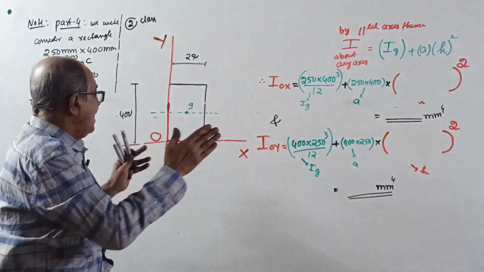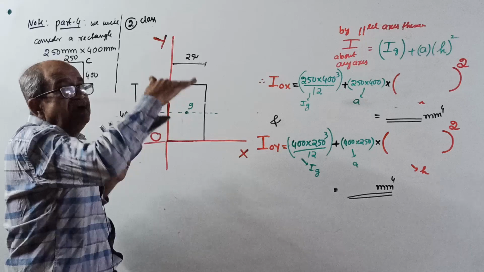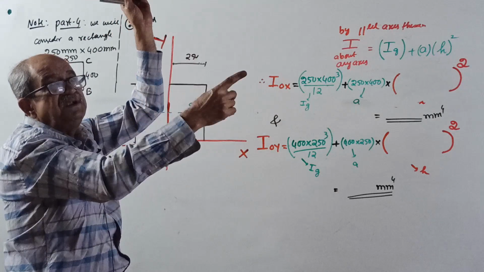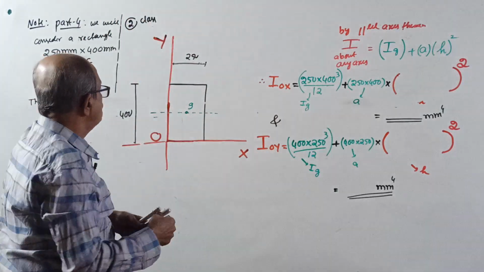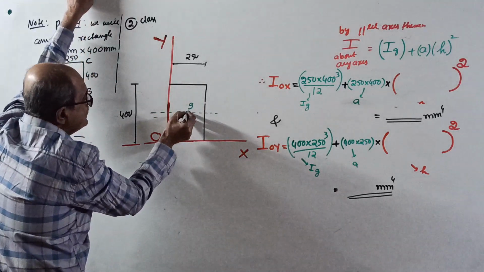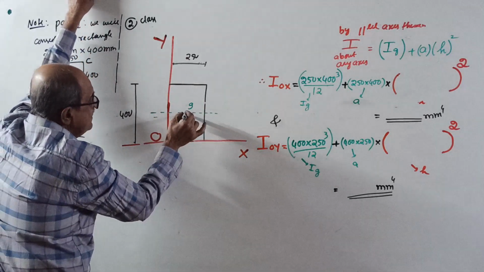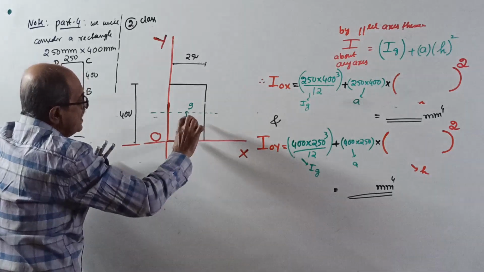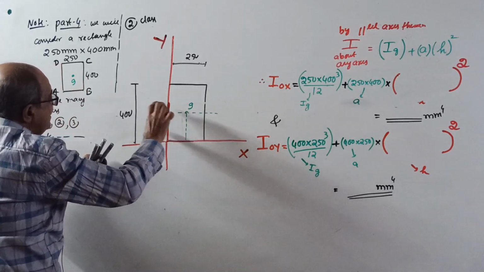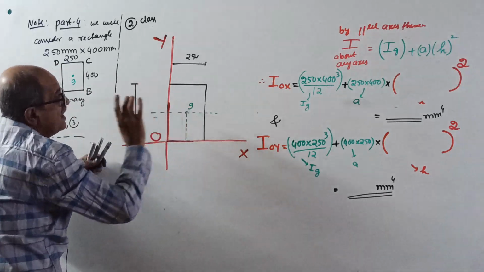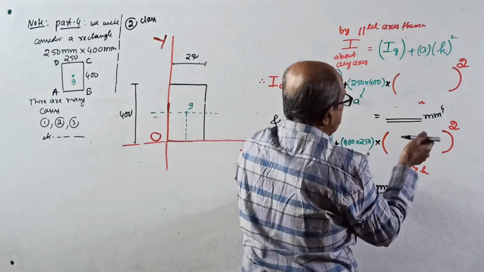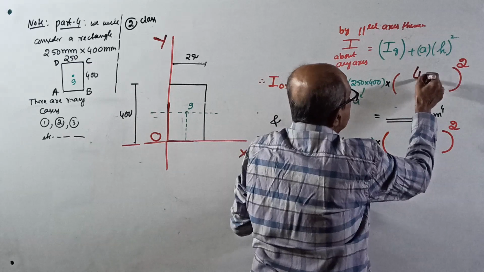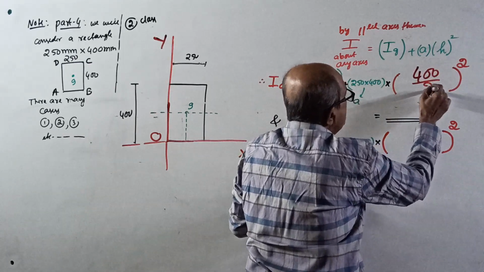I will tell you for the last time, next time I won't tell: axis horizontal means distance vertical; axis vertical means distance horizontal. So the perpendicular distance from the centroid to the required axis squared: from centroid G to OX, this distance is 400 by 2, whole square. H is in red color, and this will keep on changing.